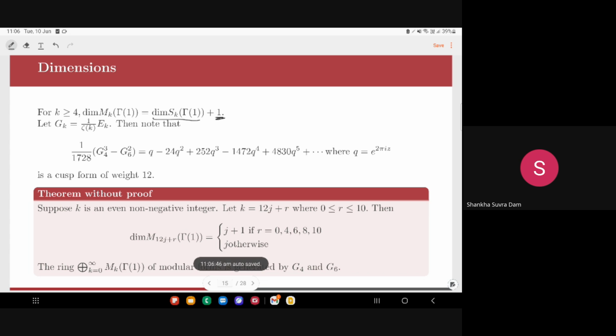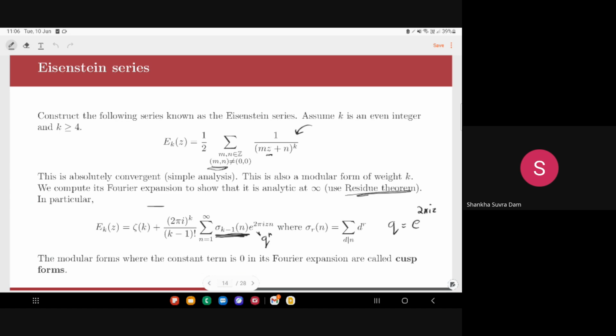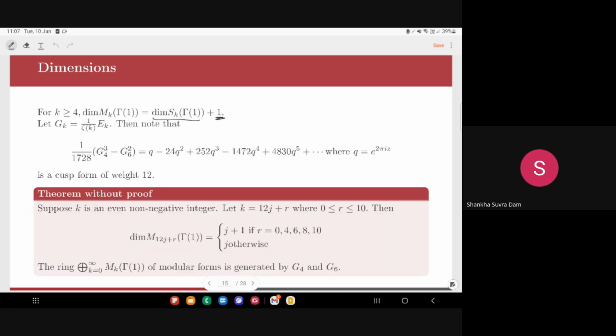Right. So let Gk be 1 by zeta k of Ek. We are just taking this term to be 1 here. I will refer to Gk in the pages to come, but it can be some other multiple of Ek, just a constant term multiplied with Ek that would depend on k. So when I write Gk, just take a constant multiple of the Eisenstein series. We can show that this thing happens.